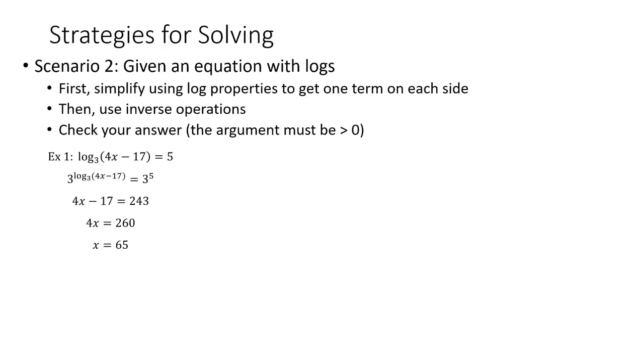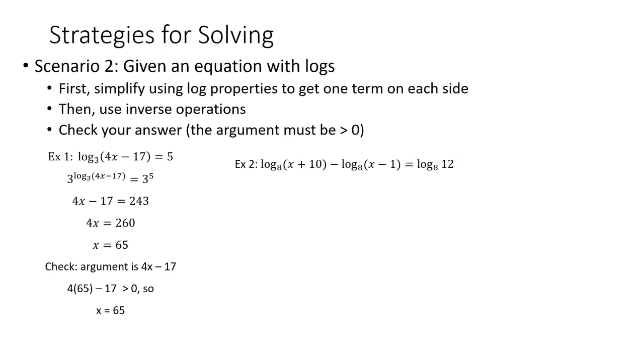Almost, at least. We do need to check to make sure that when we substitute that 65 in for x, it doesn't make the argument negative. So the argument is 4x minus 17. So when we substitute in 65, it definitely does not make it 0 or negative, so we're good. So x equals 65. That is our answer. You want to make sure to circle or box that on a test so that your teacher knows that you know that is the answer and there's no extraneous answer.